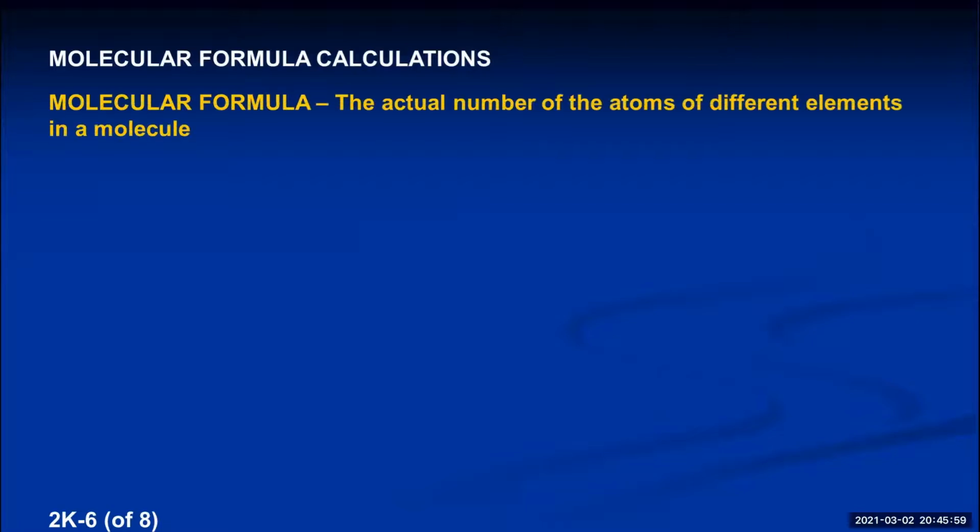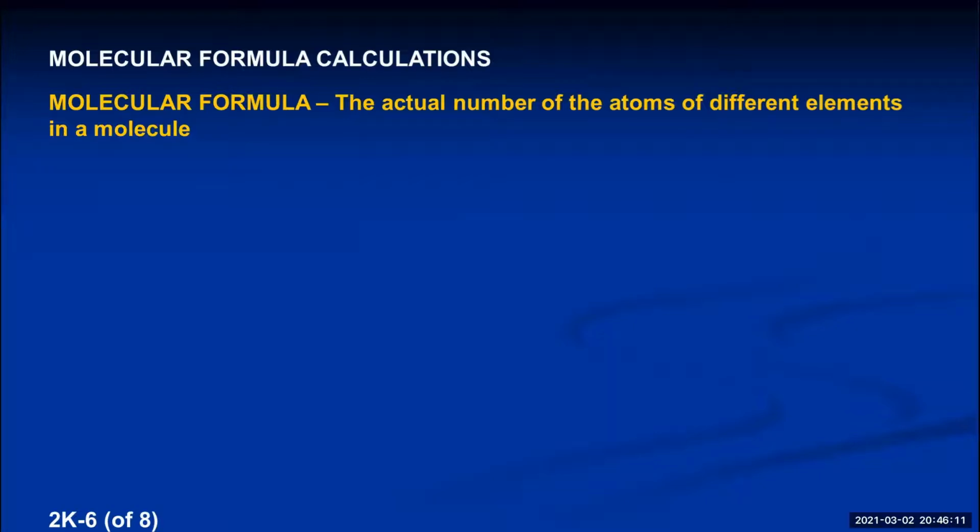Right. Now, what if we really want to know the molecular formula of a compound? We've already seen that we can determine an empirical formula from experimental data. We're going to now try to get the molecular formula. So what's a molecular formula? We talked about it at the beginning of the period, but we didn't define it. It's the actual number of atoms of the different elements in a particular molecule.